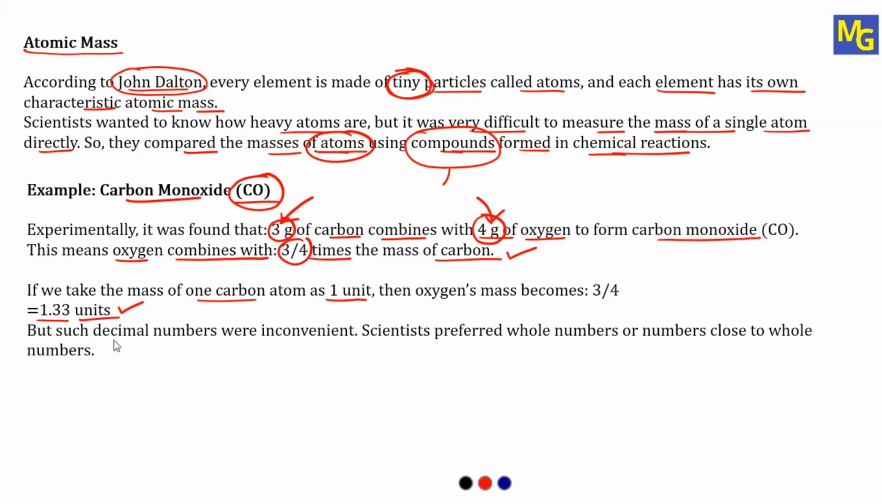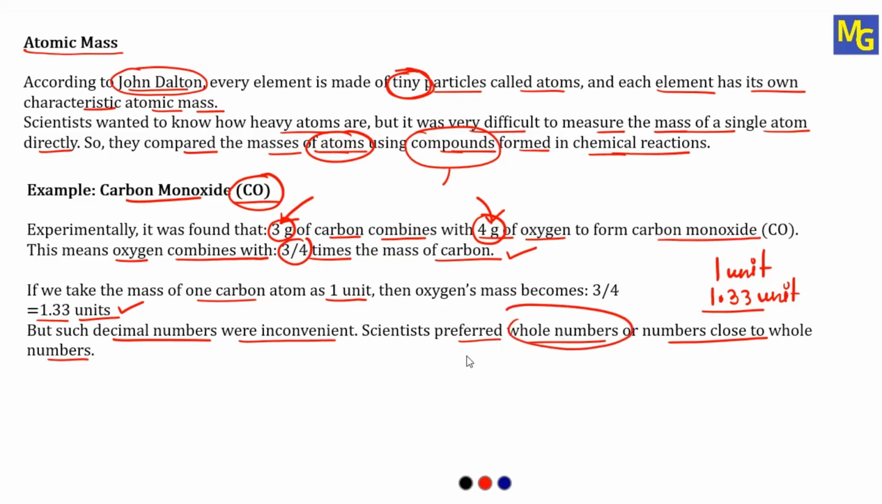But such decimal numbers were inconvenient. Here for carbon we got 1 unit, but for oxygen we got 1.33 units, and we are getting values in decimals. It was very inconvenient for calculation and for understanding. So scientists preferred whole numbers, or decimal numbers which are very close to whole numbers.